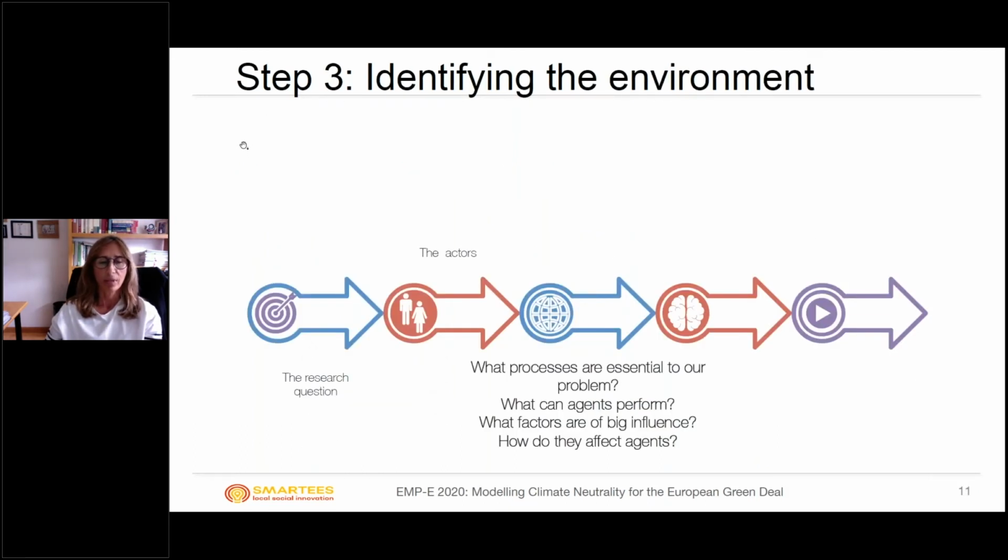As a third step in the development of the agent-based model, we have to put our agents in a virtual environment and decide how they interact in that environment. We have to ask what processes are essential to our problem, what factors are of great influence, how do they affect agents.